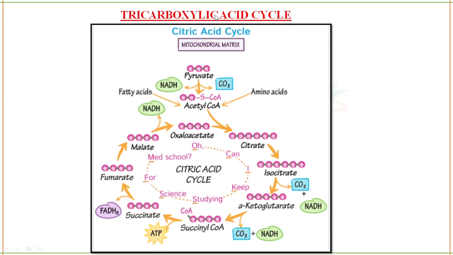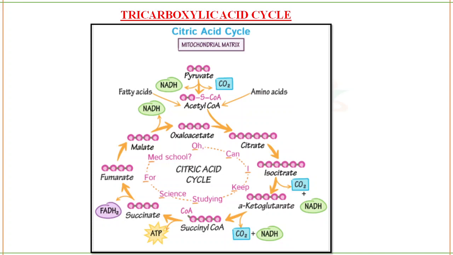So this is the tricarboxylic acid cycle, or citric acid cycle, or Krebs cycle. Why do we call it the tricarboxylic acid cycle or citric acid cycle? Because one of the intermediates in this pathway has 3 carboxylic acid groups. Since we call it the tricarboxylic acid cycle, and the compound which has 3 carboxylic acid groups is citrate, we also call it the citric acid cycle. Okay, so this is happening in the mitochondrial matrix.